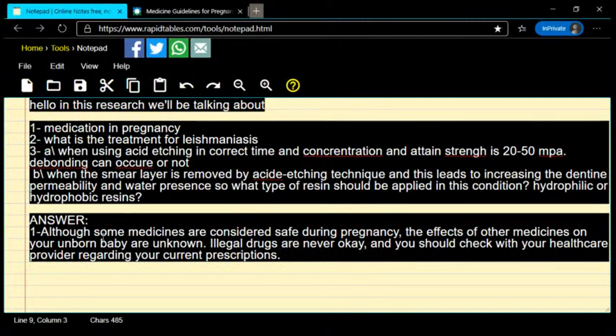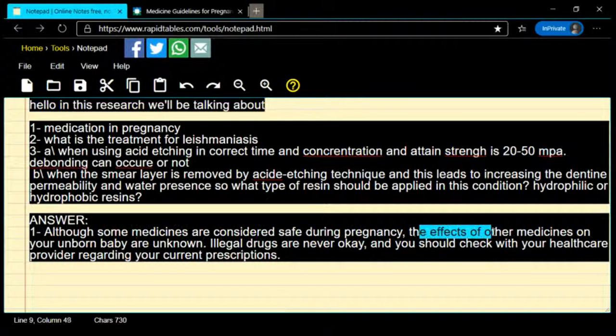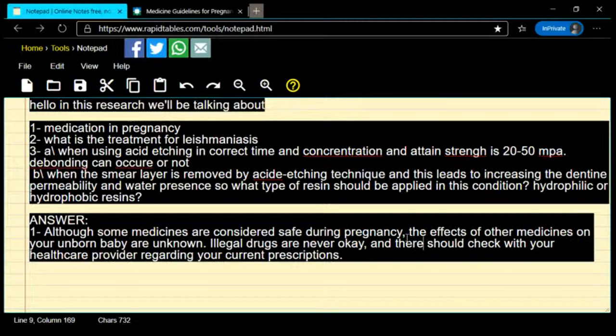Let's paste this here. All those medications are safe. Effects of other medications on your unborn baby are unknown, and there should be a check with the healthcare provider regarding the current prescription.